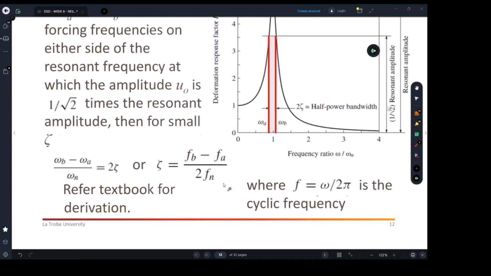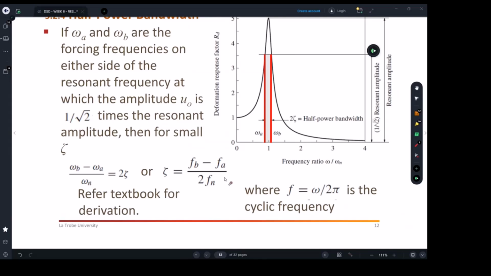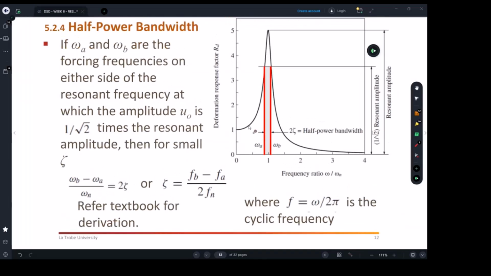That's it. So again, this section is trying to tell you about the frequency curve, which is known as half power bandwidth. You just need to know it's available there, and it can be used to determine some of the unknowns experimentally.